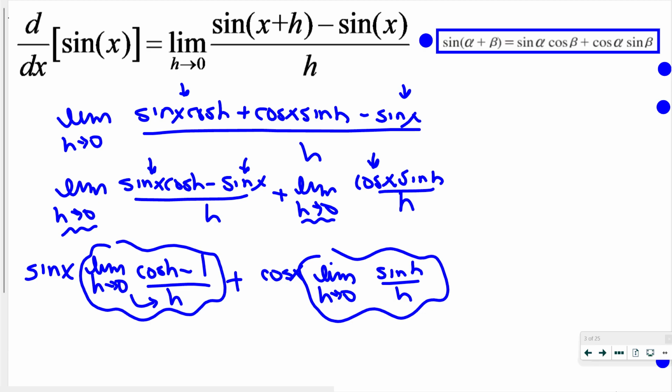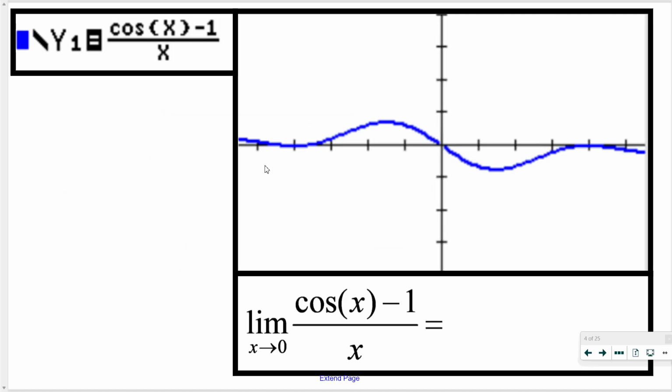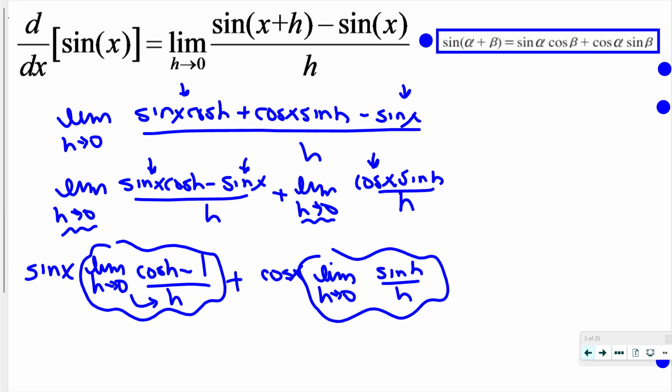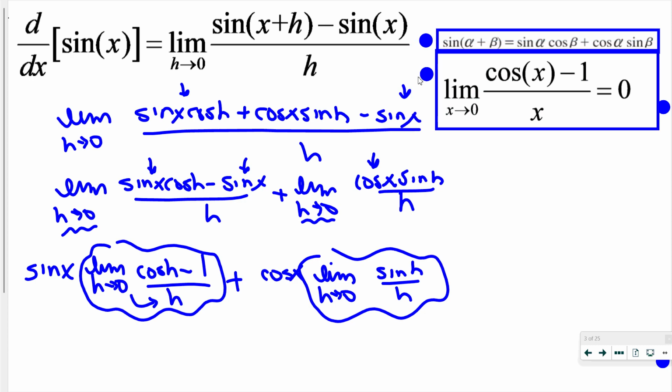So on my graphing calculator, I look at cos x minus 1 over x, and I want to look at the limit as x approaches 0 from the left and the right. On the left-hand side, as I get closer and closer to an x value of 0, it looks like my function is going to 0. On the right-hand side, as I approach 0, it looks like my function is also going towards 0. So I can say the limit as x approaches 0 of cos x minus 1 over x is equal to 0. So back over here, I know that this limit is equal to 0. So this is going to be sine x multiplied by 0 plus, let's look at our other limit.